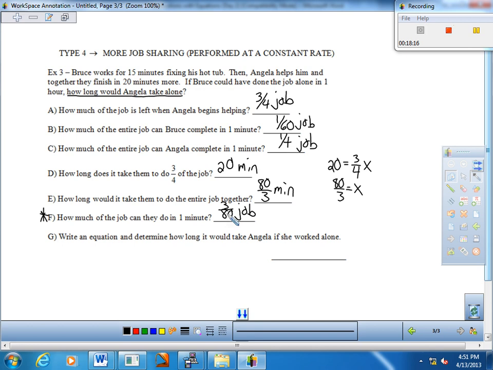So it says, write an equation and determine how long it would take Angela if she worked alone. Let's get our t. And so here's the idea. We start our stopwatch, and a minute later we stop it. Bruce can do a 60th of the job in that minute. Angela can do 1 over t of the job in that minute. We add their individual contributions, and that's how much they can do together in a single minute. And there's your equation. Wow, really nice.